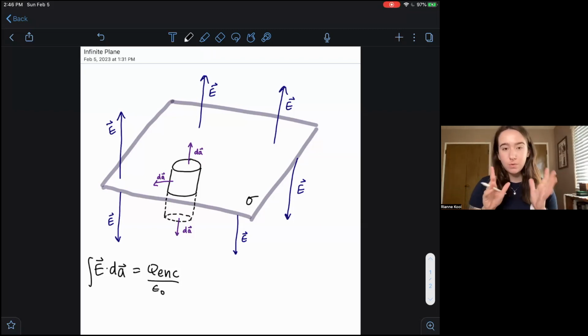So I drew some more electric field lines because I don't think I got the point across quite as much as to how we're going to solve this. Since this is an infinite sheet and we're going to assume that it has this positive sigma, just like a point charge radiates outwardly, this will have electric field lines pointing upward and pointing downwards. So it is just radiating from positive sigma charge.